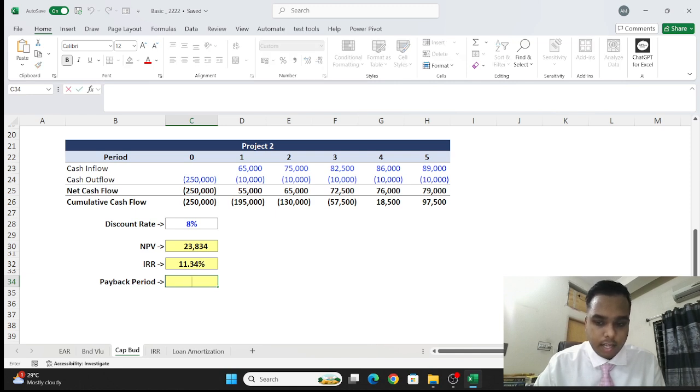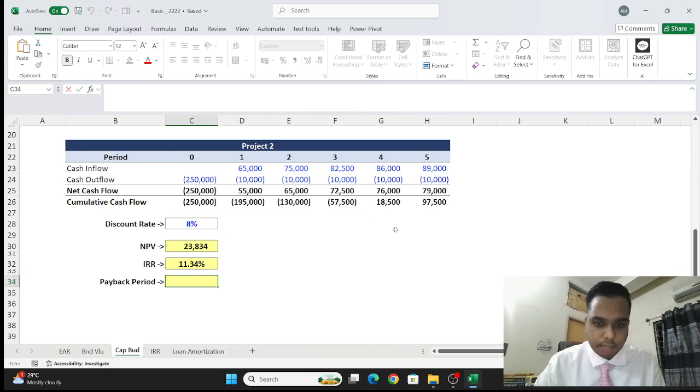Now we will have to calculate the payback period. The payback period does not have any formula for this. We will just have to see in which year we get the payback of the initial investment to our company. We can see in third year we have minus 57,500, and in fourth year we have plus 18,500. That means the payback period is between these 2 years.